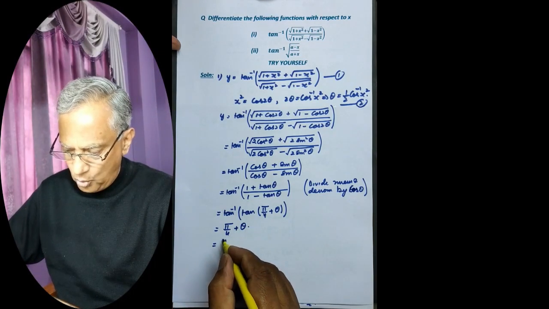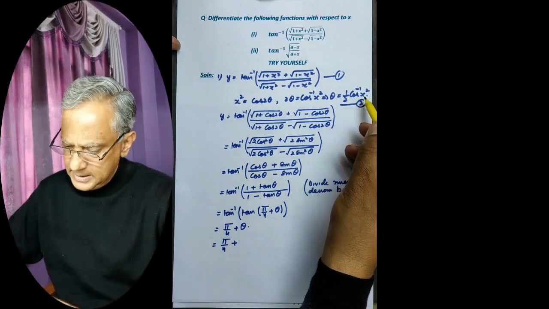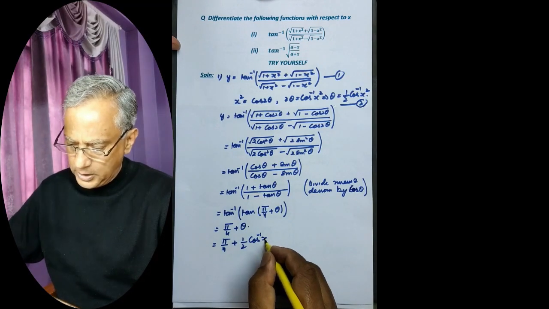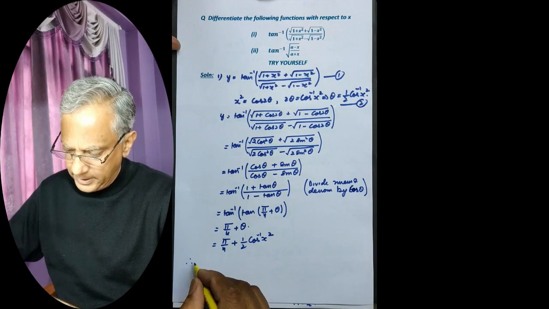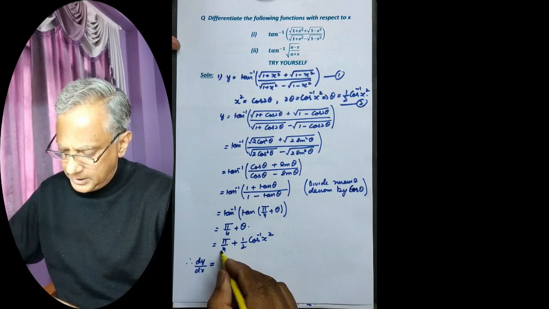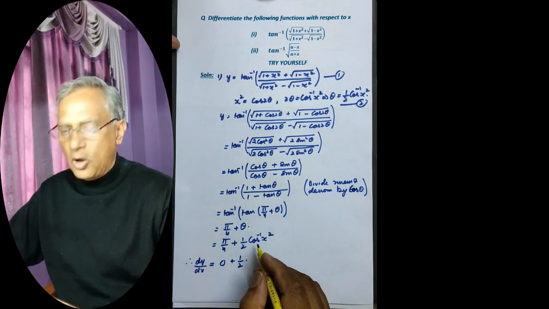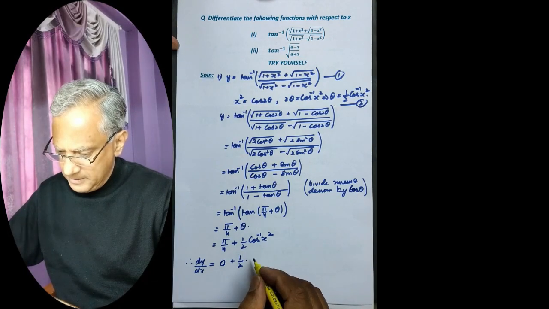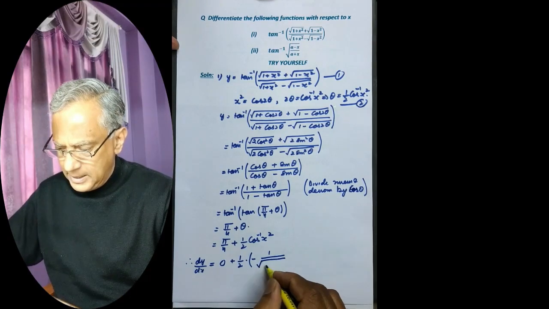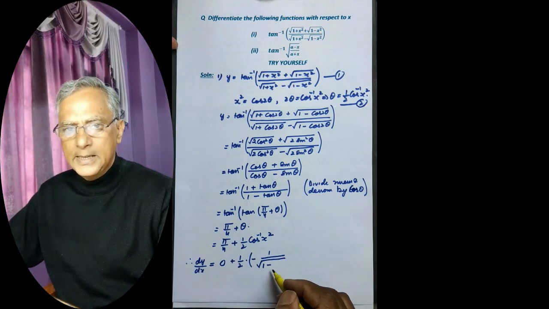This is equal to pi by 4 plus, since theta is 1 by 2 cos inverse x square, 1 by 2 cos inverse x square. And therefore dy by dx is equal to, now differential of constant is 0, plus 1 by 2 into dy by dx of cos inverse x square. This will be minus 1 upon under the root 1 minus x square. Differential of cos inverse x is minus 1 over under root 1 minus x square.